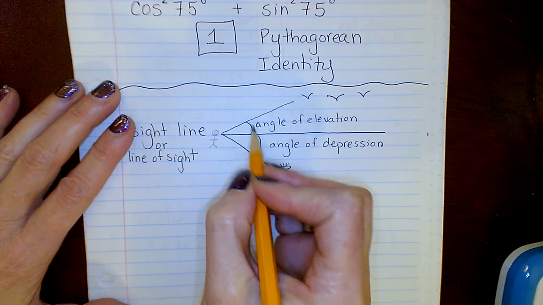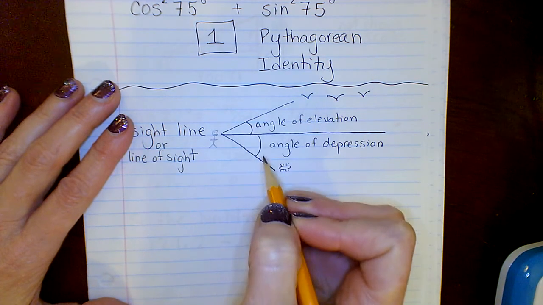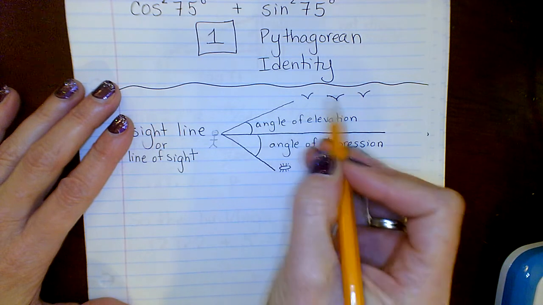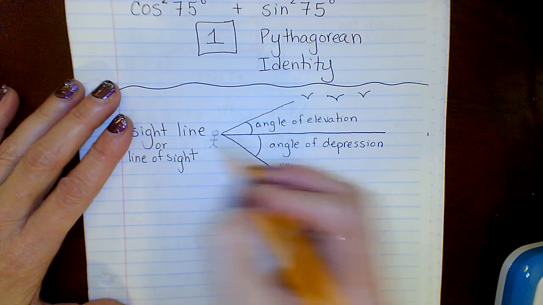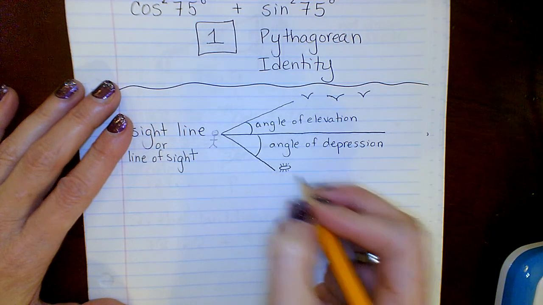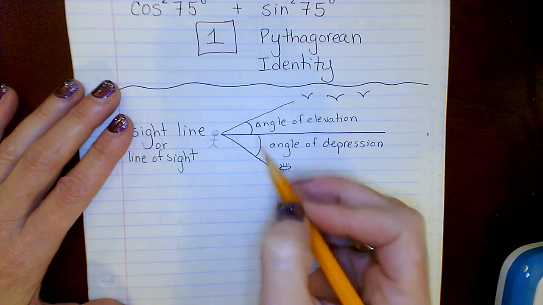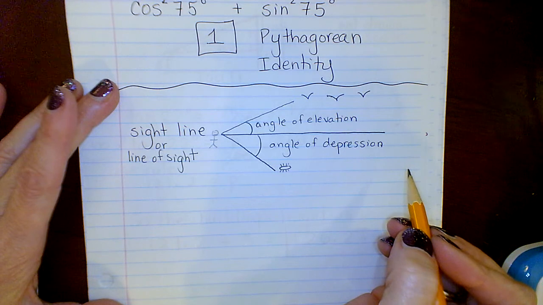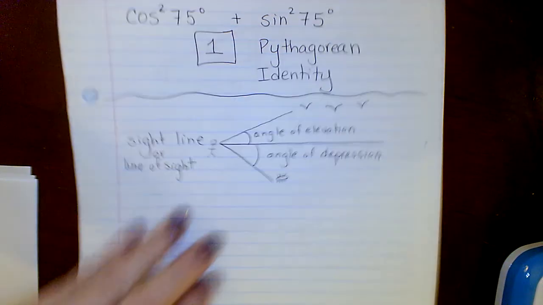If you have to look up, the angle at which you have to tilt your head to look up is called the angle of elevation. So if you're looking up at the birds. If you look down from your sight line, that's your angle of depression. So that's the little bug down there that you're looking down at. Both of these angles are measured from this horizontal, from this line of sight. That's what's going to be important to notice about these angles.